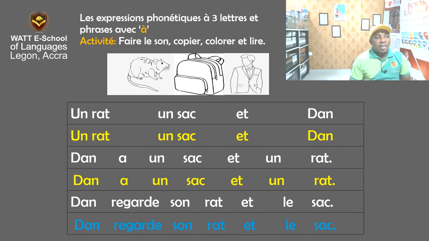Third one. Dan regards Sora et le sac. Dan is looking at his cat and the bag. So that's what we have for today. So kindly write. I'm giving you a few minutes to write as I play the music. Okay, once again, write it. Just a few minutes, 2 minutes to write. Okay, thank you.